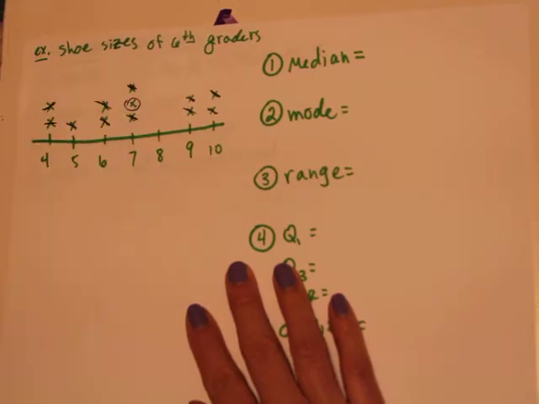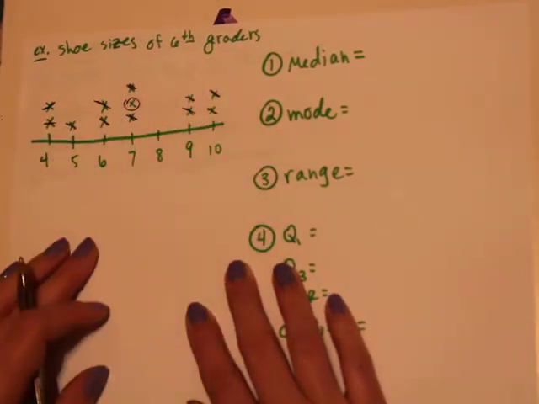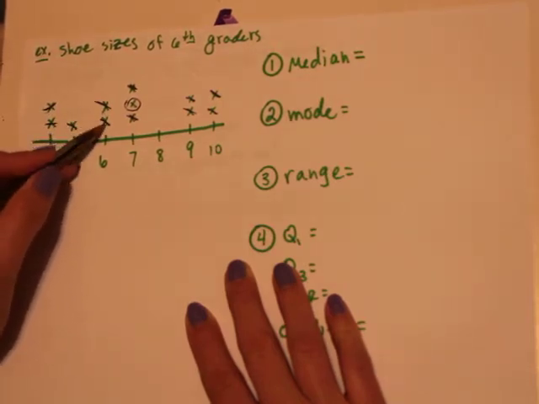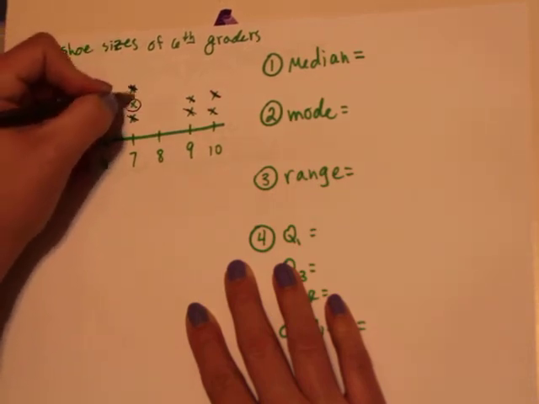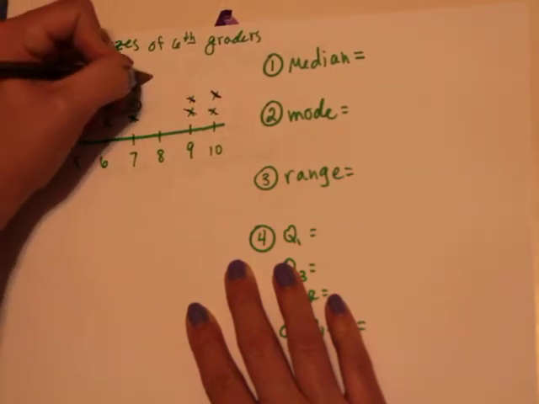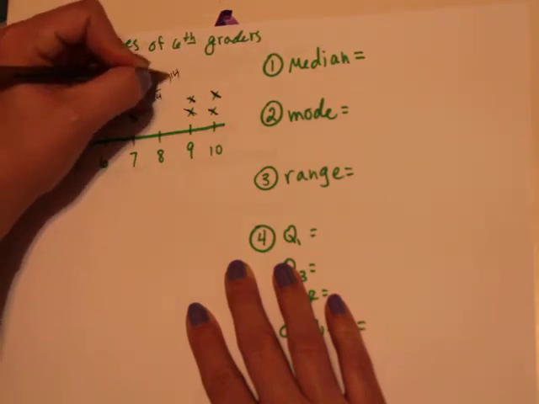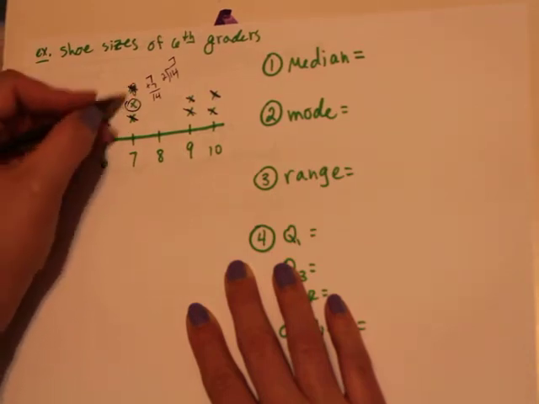What's the only number in the middle? 7. And you can count and make sure that you've crossed off an even number on both sides here. So 1 2 3 4 5, 1 2 3 4 5. And we had 2 7s left between. 7 plus 7 is 14. 14 divided by 2 is going to give you 7. So our median was 7.